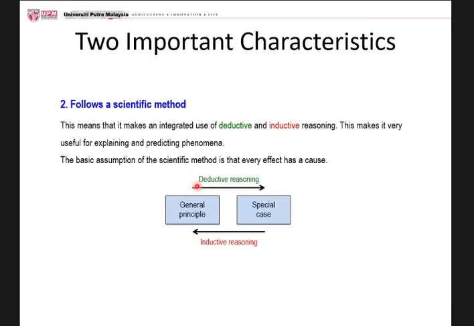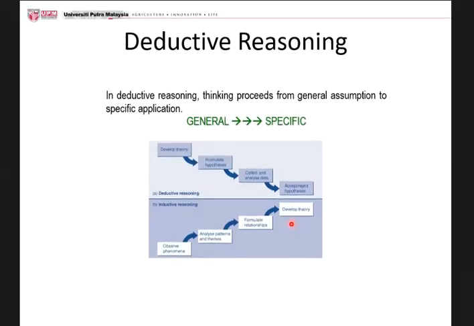So we've got deductive reasoning, and then you've got inductive reasoning. This means that it makes an integrated use of deductive and inductive reasoning. This makes it very useful for explaining and predicting phenomena. The basic assumption of the scientific method is that every aspect has a cause.